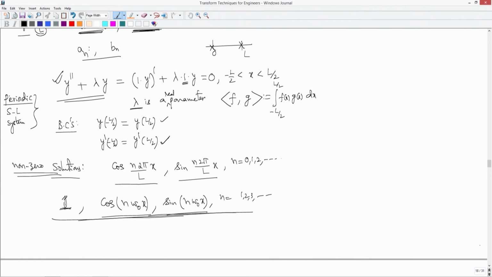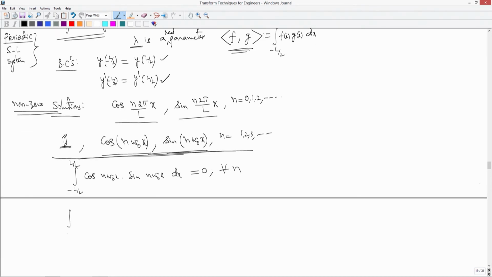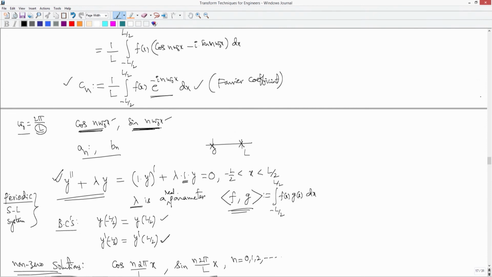The solutions of the system are actually those fundamental solutions. They are orthogonal with respect to this dot product. That means the integral from minus L by 2 to L by 2, instead of f and g, you give cosine and sine. If you give anything different from this, that is cos n omega naught x into sin n omega naught x dx is always 0, and for n equal to 0 it is anyway true. And if you take the same function, for example cos square n omega naught x dx, what is this value? 1 plus cos 2 n omega naught x divided by 2, so that will give you L by 2. So, this is the number which is showing up in your coefficients a n and b n.